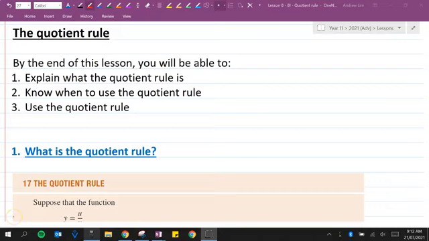It's your teacher, Mr. Lim here, and in this video, we're going to be looking at the quotient rule. So by the end of this lesson, you'll be able to explain what the quotient rule is, know when to use it, and actually use it.